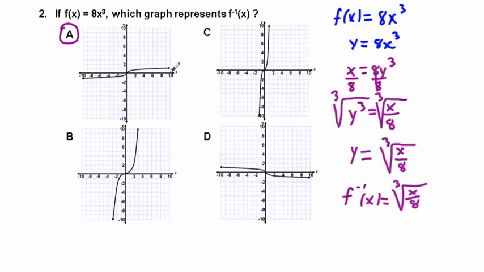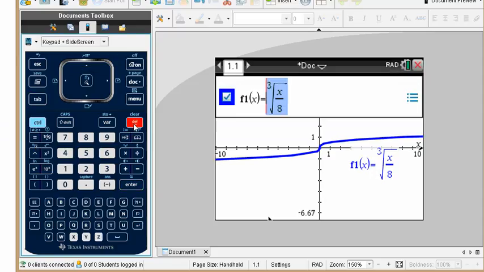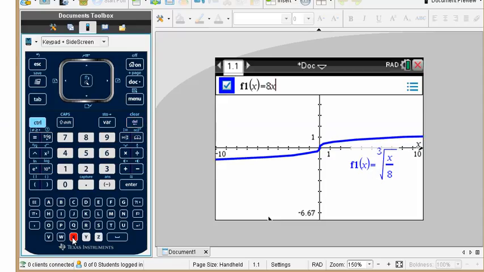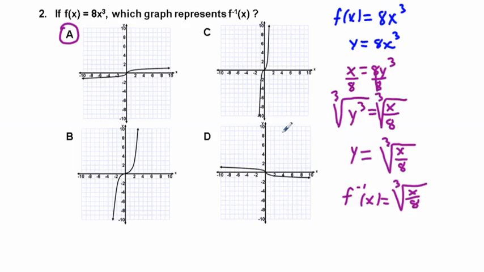Another way you could look at it is if you just graph this function here, 8x cubed, and know what the inverse function thing is. Let me go ahead and do that. If I go to tab, I'm going to go here and put 8x cubed and graph it. Well, here we have this one here. Cubic function, real skinny, starts from way down below, goes up. And if we're just going to graph this function to begin with, we're going to end up with answer choice C.